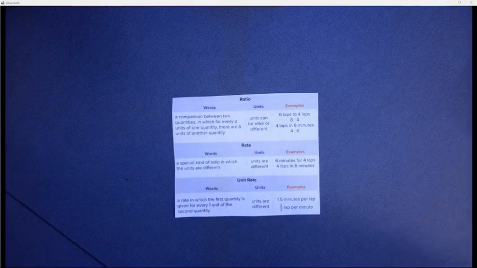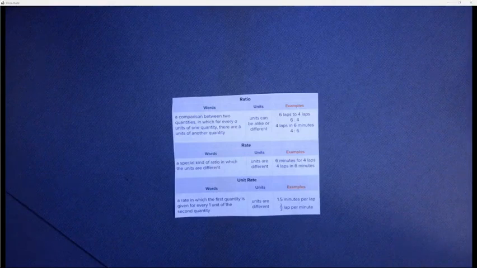A ratio is a comparison between two quantities in which for every A units of one quantity, there are B units of another quantity. Units in a ratio can be alike or different. Some examples of a ratio are 6 laps to 4 laps, or 4 laps in 6 minutes.